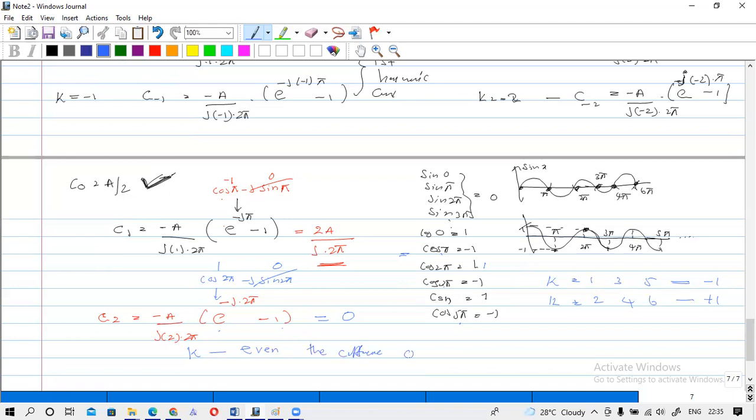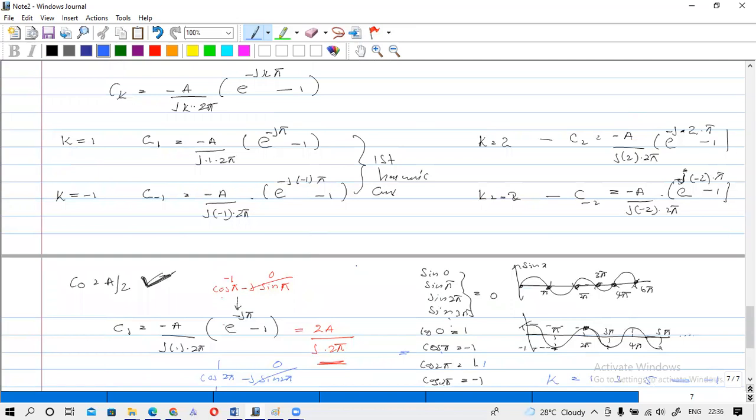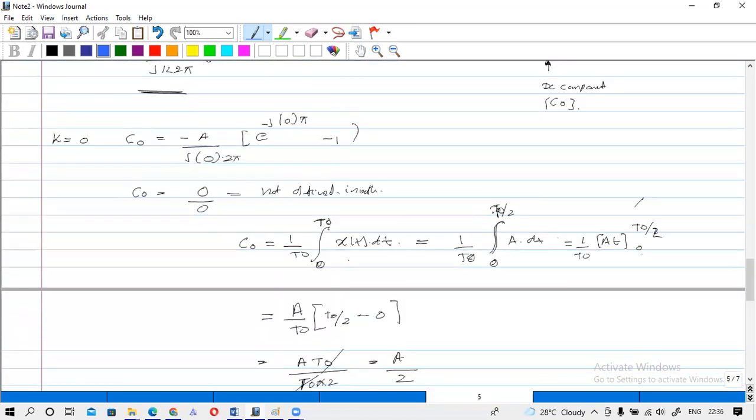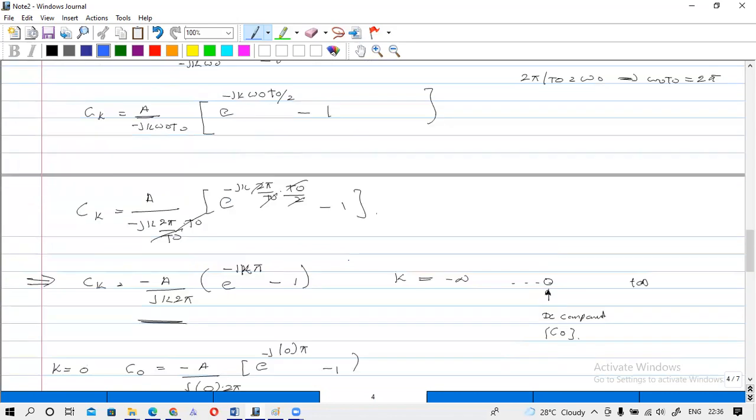That means there are no harmonics for even k. For even values of k, there are no harmonics; all are 0. But for odd k, there are some harmonics. So that is the additional point. If you couldn't understand it, that is fine.